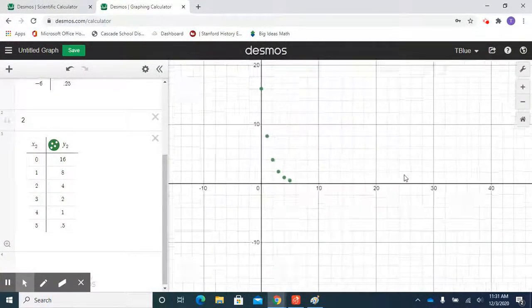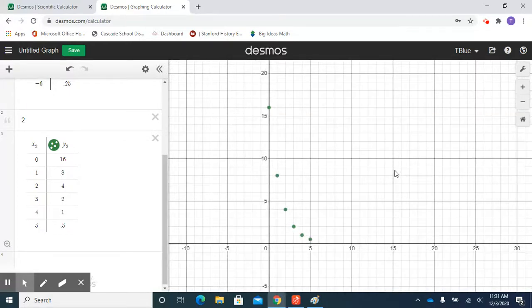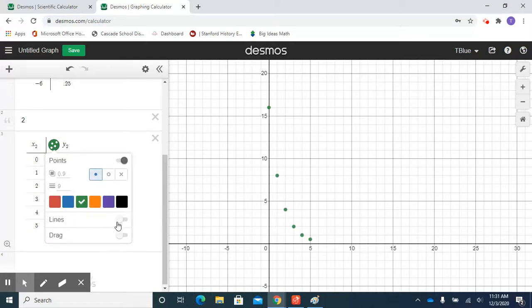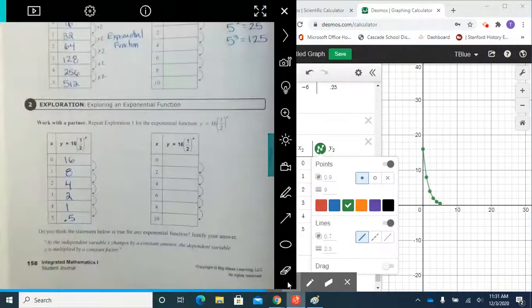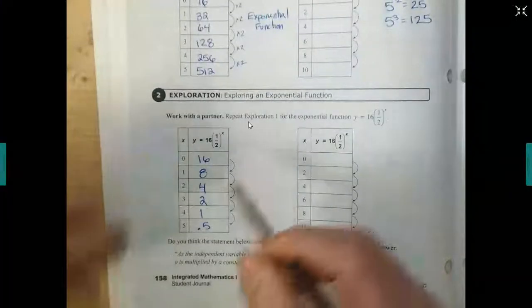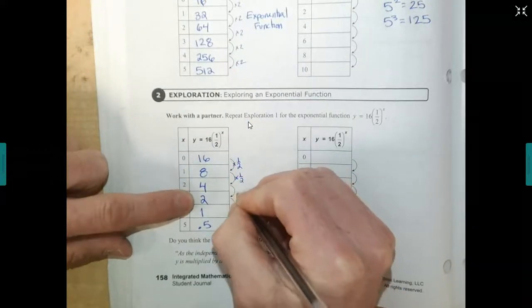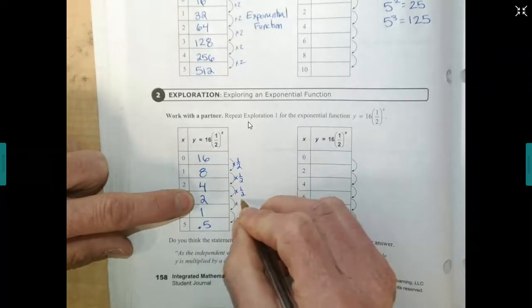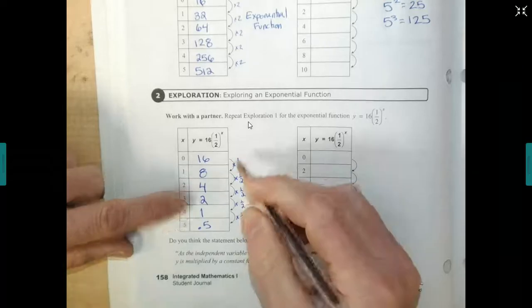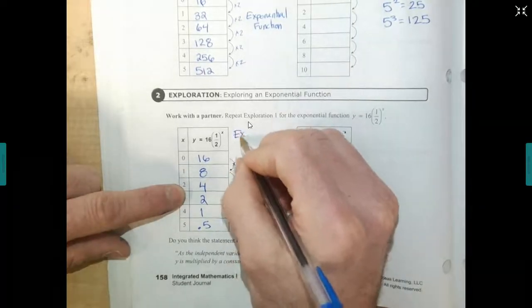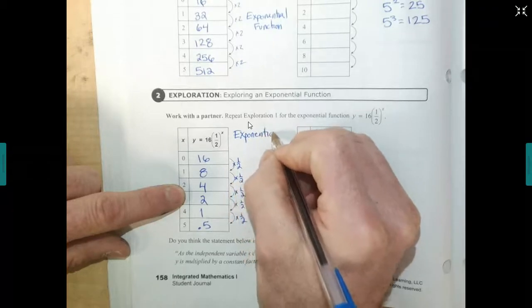If I scroll in, I can see what's happening here: I have exponential decay. Now I'm getting smaller as I go on, smaller and smaller and smaller. So this is an example of exponential decay, whereas the other is an example of exponential growth. If we look on here, this is being multiplied by 1/2 times 1/2 times 1/2 times 1/2 times 1/2 and times 1/2. So what I have here is exponential decay.